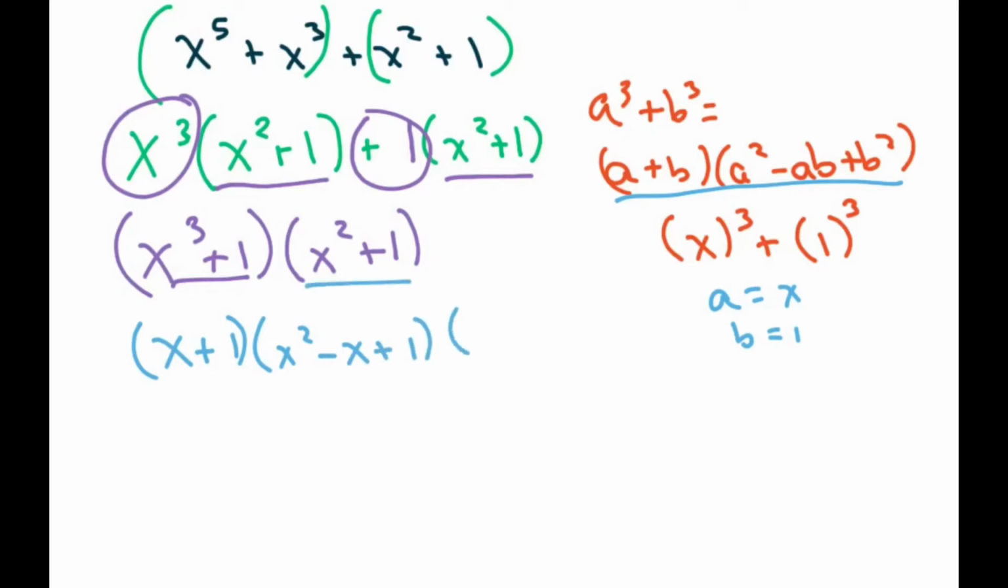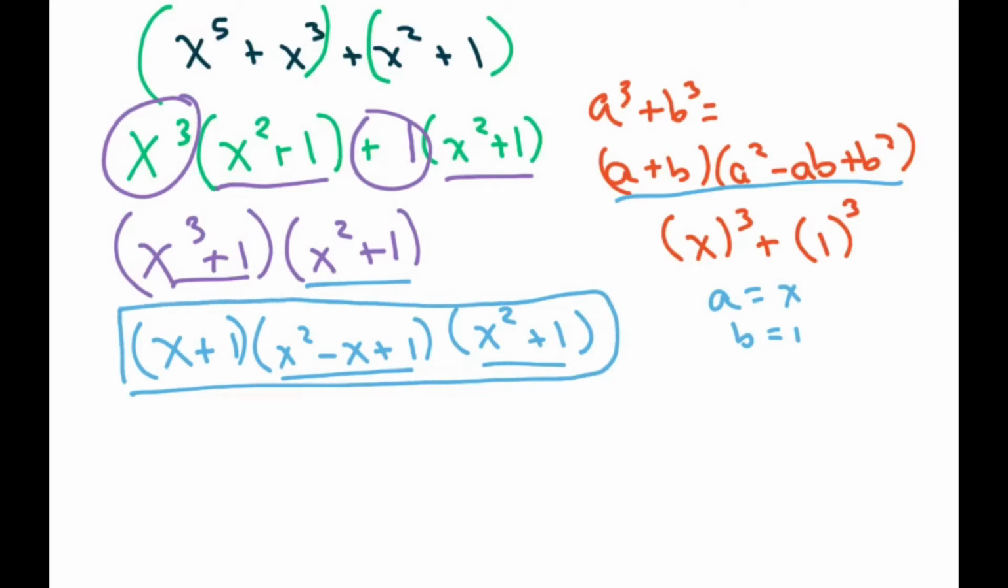And then you have to attach this guy. So we get x squared plus 1. And that's it. This has no real solutions. This has no real solutions. So we're done with factoring.